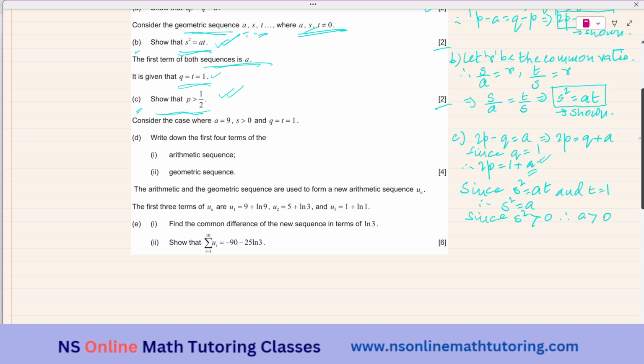Okay. So hence, 2P is equal to 1 plus A and A is more than 0. That means it is a positive number. A positive number when added to 1 becomes 1 point something, or it becomes some integer, but it has a value more than 1. So 2P will be having a value more than 1. Therefore, P is greater than half.